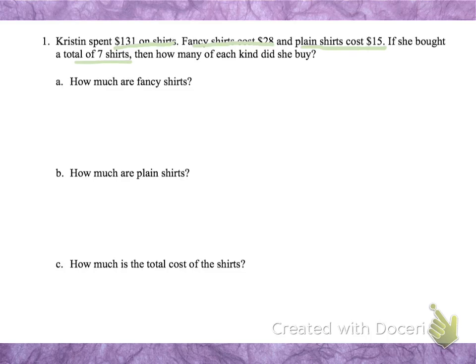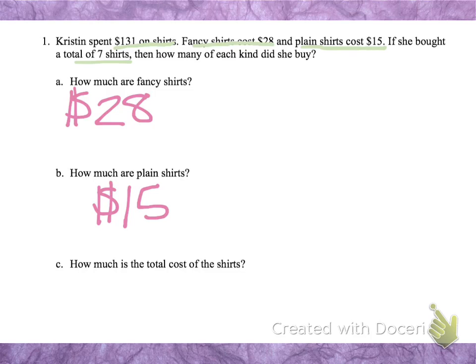So these are a series of questions that you need to think through as you do one of these word problems. Eventually you're not going to have these questions, but to think through and process how you're doing these word problems is a great way to work through them. So first, how much are the fancy shirts? Well, fancy shirts were $28, right? And then the plain shirts, because we had 2 types of shirts, the plain shirts were $15. And then the total cost would be $131.